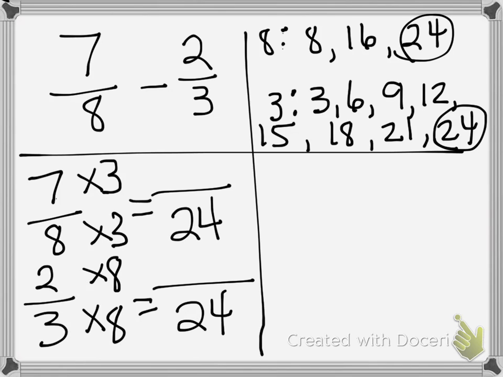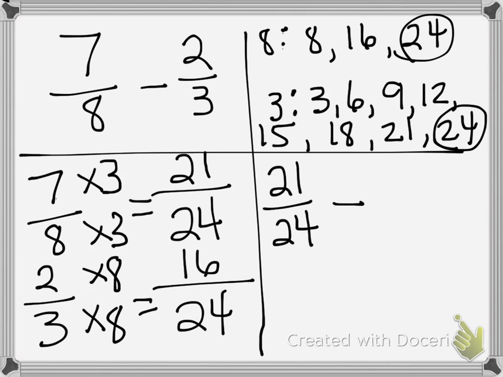So therefore, 7 times 3 is 21. That gives me my numerator there. And 2 times 8 is 16. That gives me my numerator there. Now I have two fractions that have common denominators. So now I have 21/24 minus 16/24.